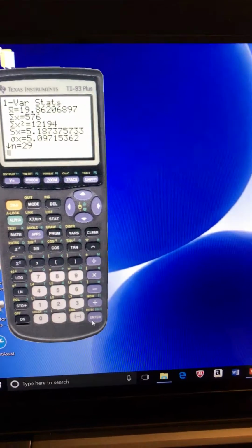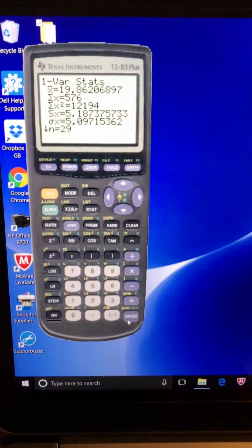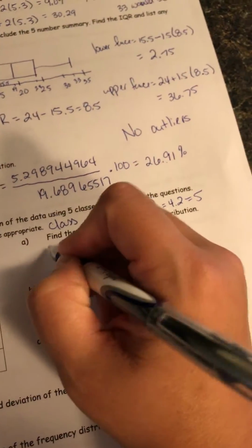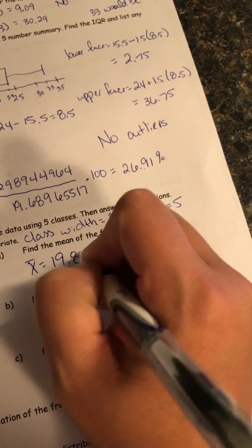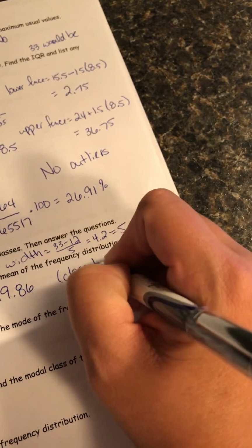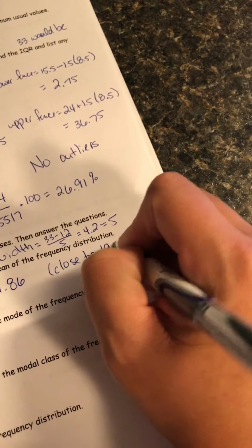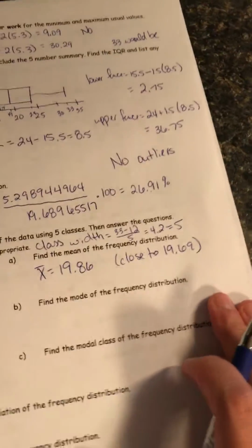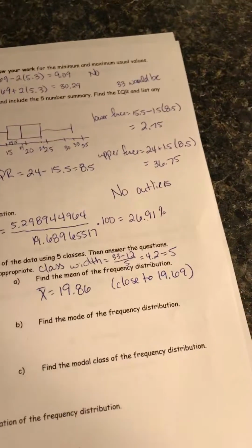So it's still a sample, so we're going to do X bar equals 19.86 in this case. And if you look, that is close to 19.69. That was what we got when we used the original data.